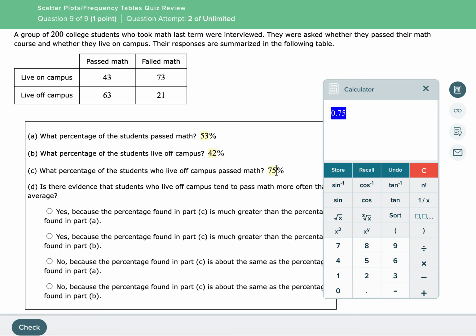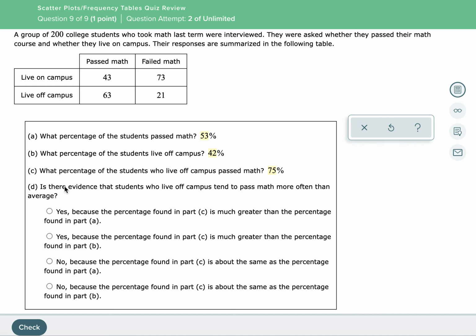So there's a much higher percentage of students who are off campus who are passing math, right, than the general population. And so now it's going to ask us about that, I'm guessing. It says, is there evidence that students who live off campus tend to pass math more often than average? Yeah, absolutely. 75 is a lot higher than 53, right?